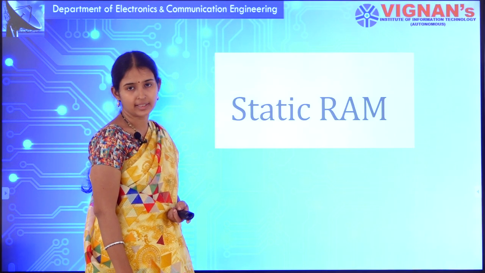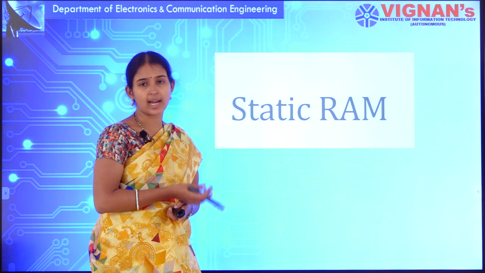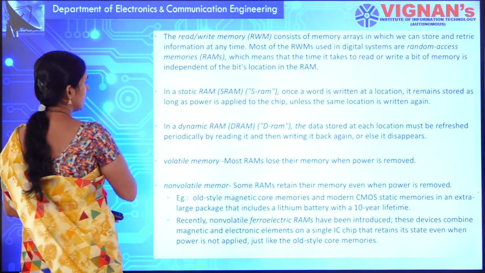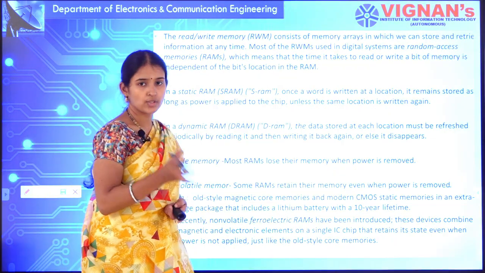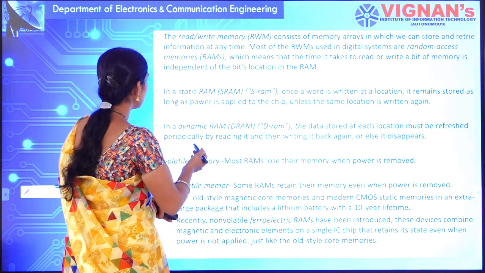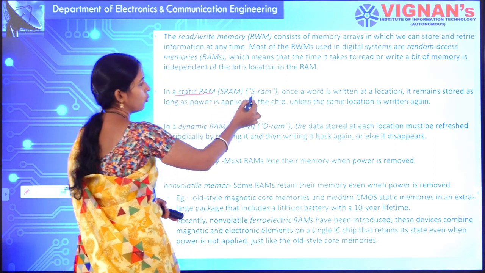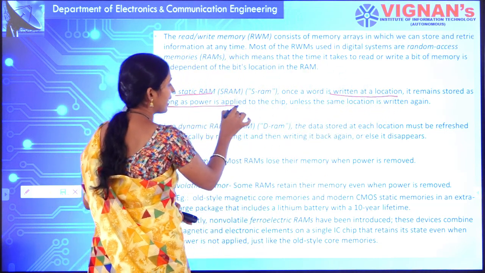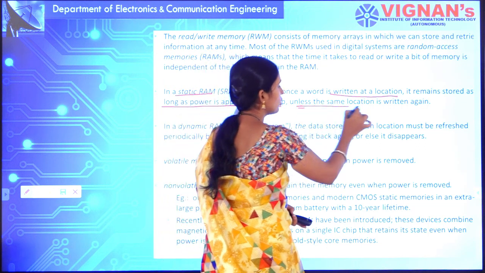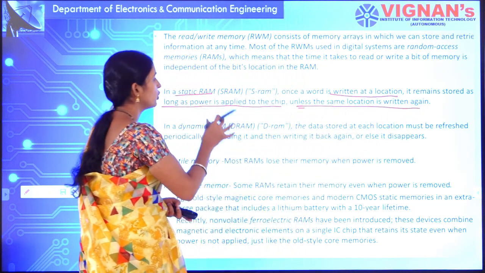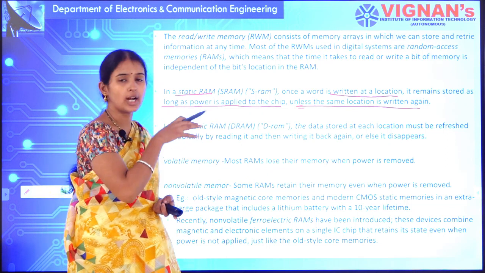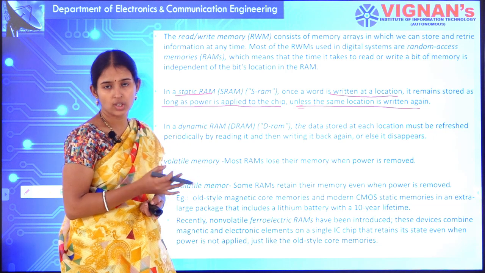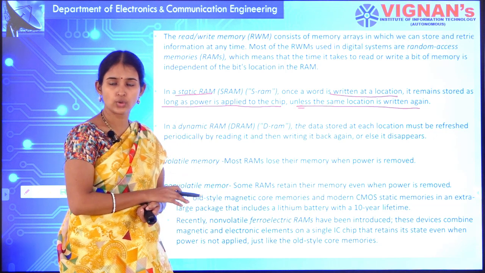Static RAM. What is a static RAM? Static RAM in the sense SRAM, or static RAM. What is the difference between RAM and ROM? As you have already known, in SRAM, one word is written at a location, it remains stored as long as power is applied to the chip, unless the same location is written again. That means you can write a word into that particular location as long as the power is applied. Suppose if the power is lost, you want to write again into that particular data.